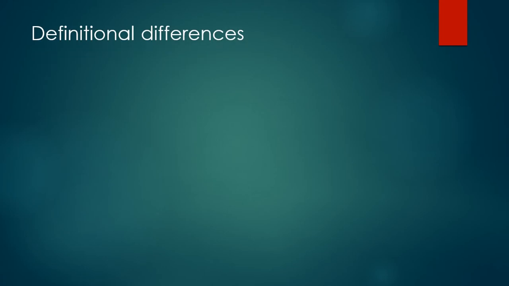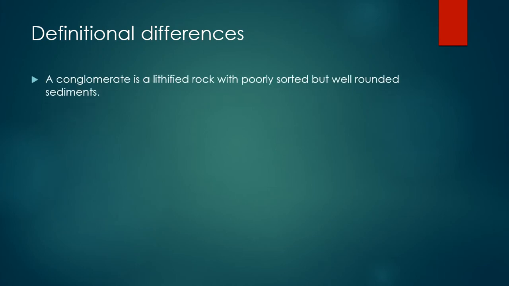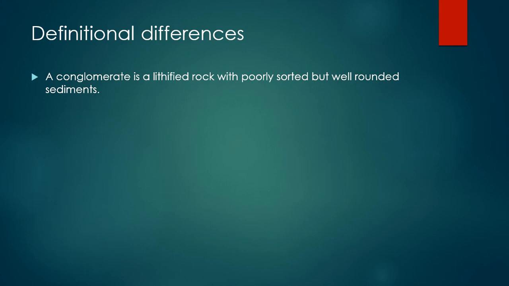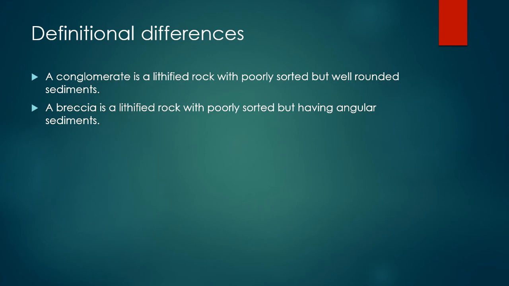So first of all, we are going to look at the definitional differences between breccias and conglomerates. A conglomerate is a lithified rock with poorly sorted but well-rounded sediments. So it is a lithified, cemented rock, which has different sediments ranging in grain size from pebble to cobbles, but well-rounded and lithified together through a cementing material.